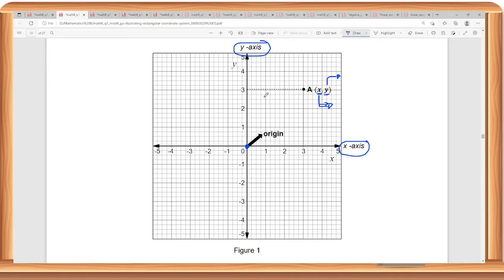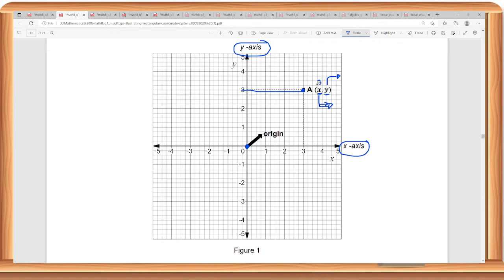The x coordinate is actually the horizontal distance of the point. For example, here we have point A, and we're talking about the horizontal distance. So from here, where the x-axis is 0, we have 1, 2, 3 units. Therefore, the x coordinate here is 3.